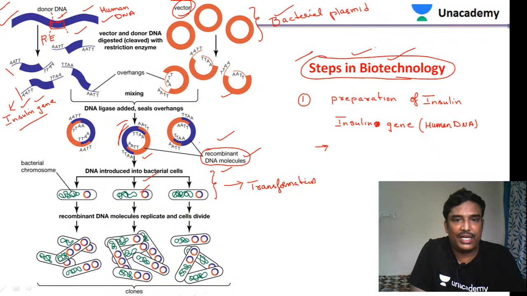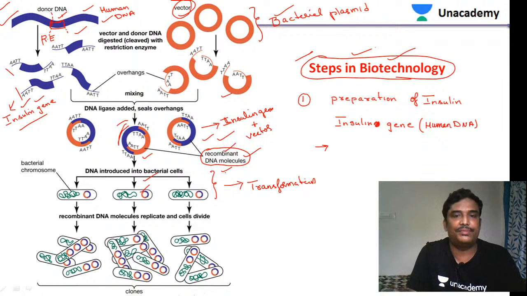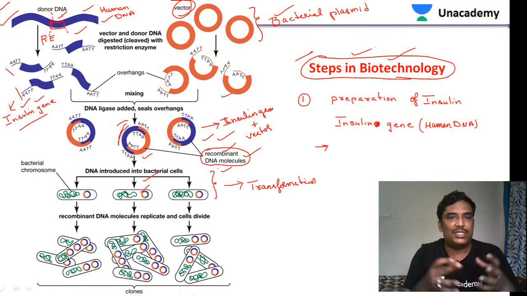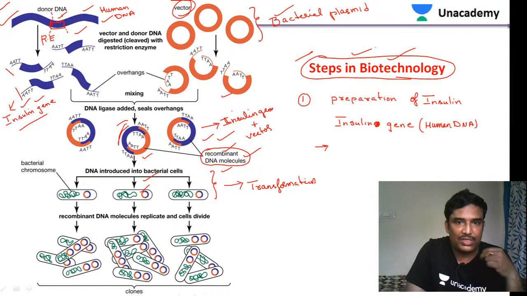So what is this recombinant DNA molecule composed of? It is composed of our gene, which is the insulin gene. It is a combination of insulin gene plus vector. Because of that, it is called recombinant. Recombinant means a combination of two different things. So it contains the insulin gene and the vector.